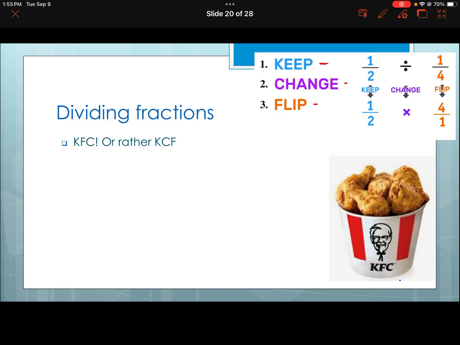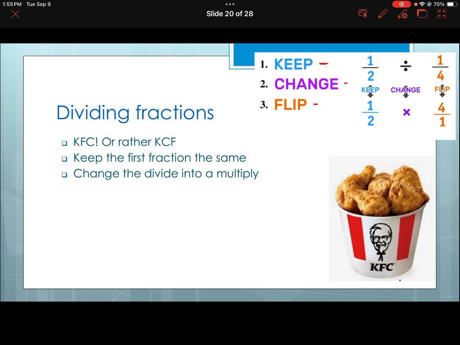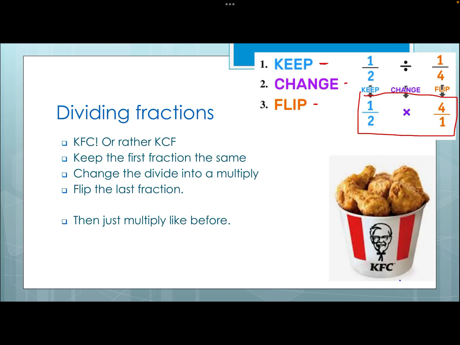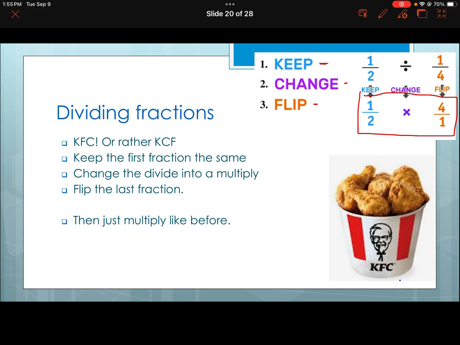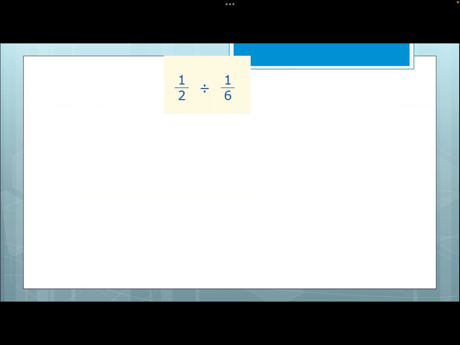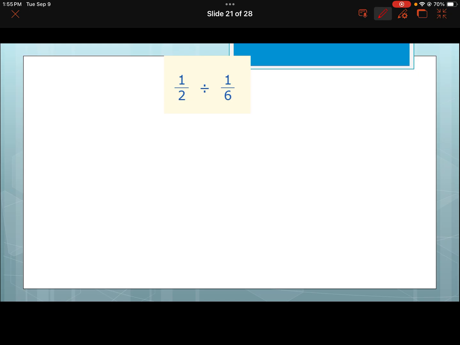Here's the words if you prefer words. Keep the first fraction the same, change the divide into a multiply, flip the last fraction. Again, if it is a mixed fraction, and then once you've done that, you're not done, right? But now you just have a multiply. So now you can just do 1 times 4 and then 2 times 1, exactly like we did before. So as I said, there's a step before just normally multiplying it. If it is a mixed fraction, you have to turn it to improper. All right, that's just the way it is. Okay, so here is an example and also a proof.